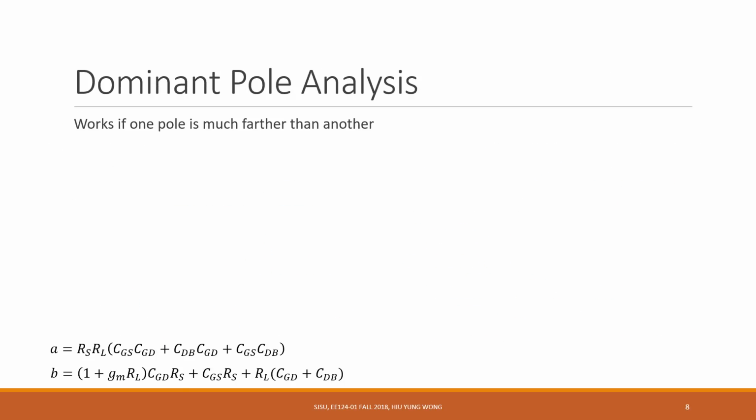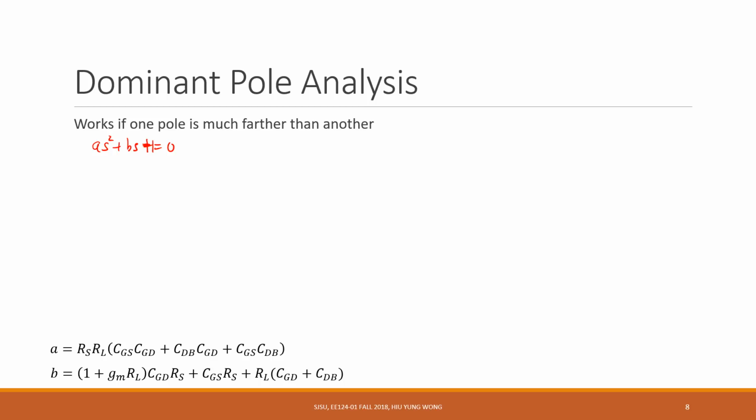So how do we solve it? Remember we say that we want to set as squared plus bs plus 1 equal to 0, right? And then we are going to solve it. But we are going to do something called dominant pole analysis that can help us speed up the process and also to gain the insight.